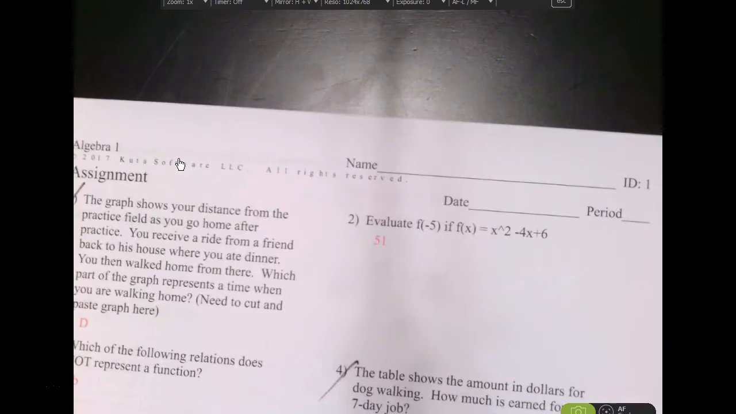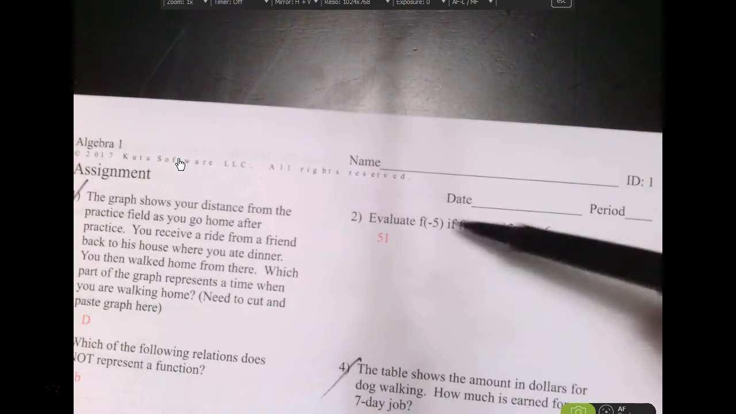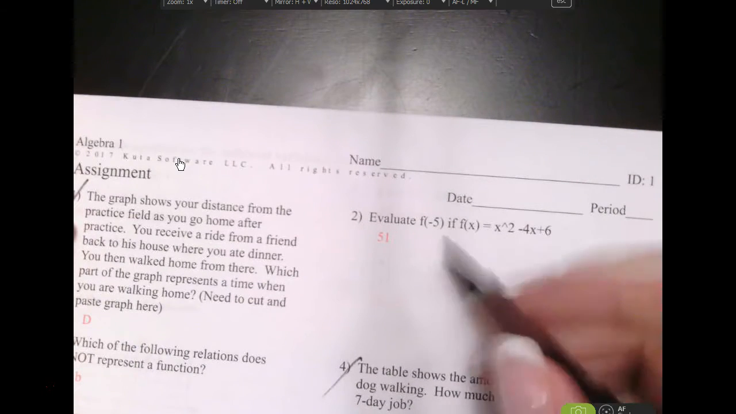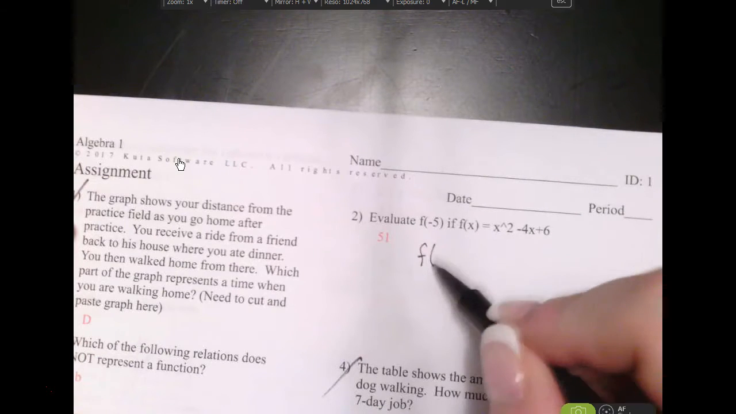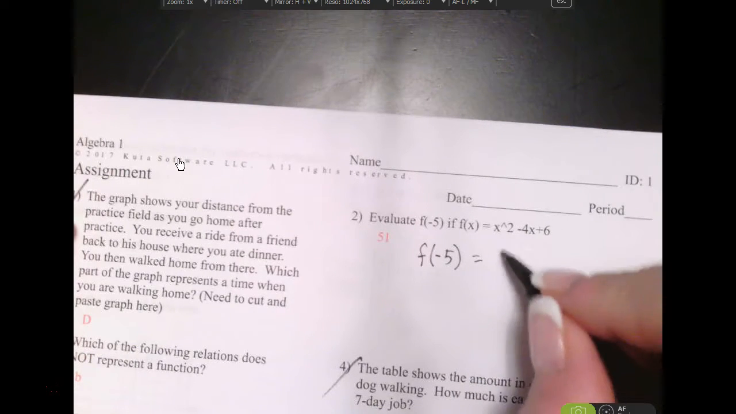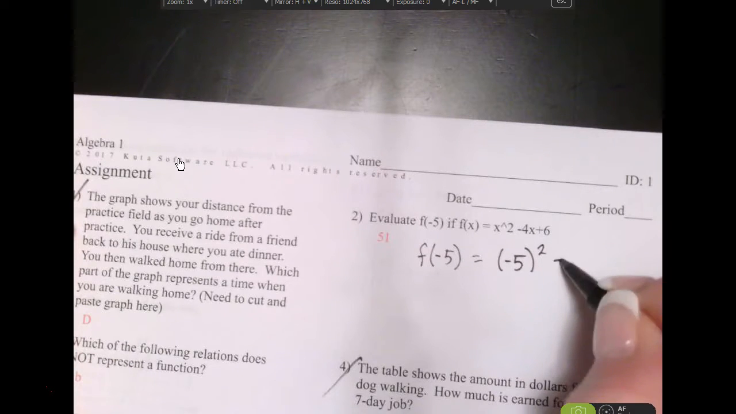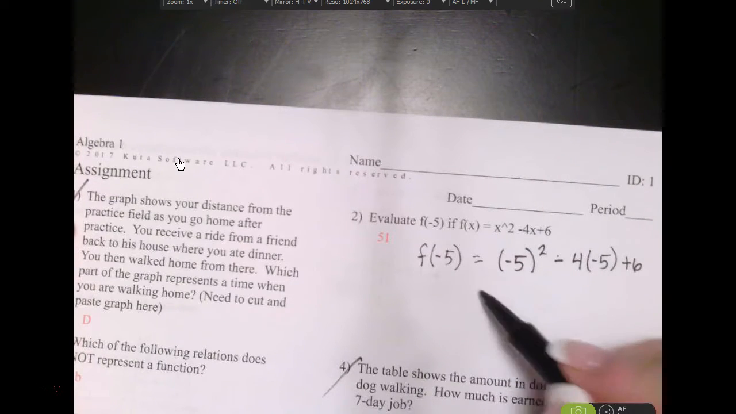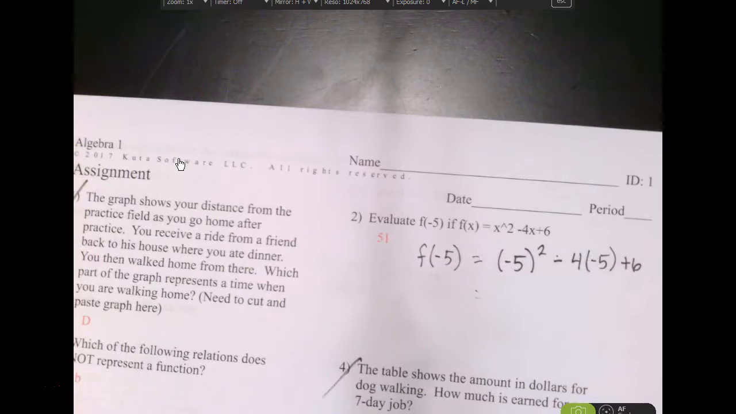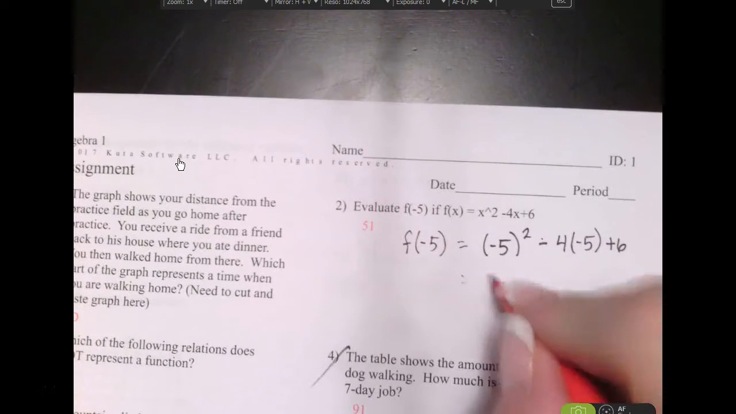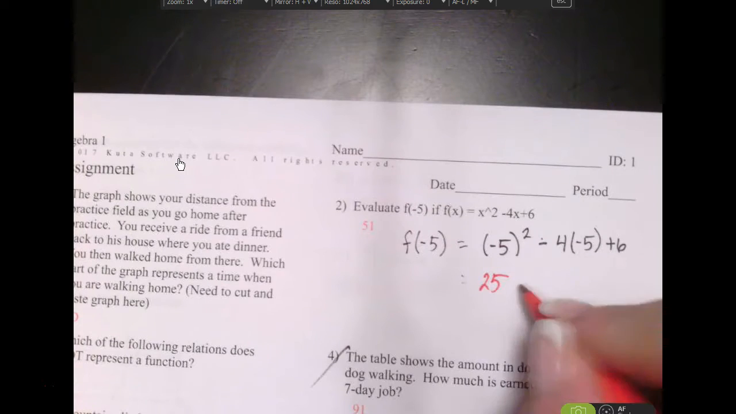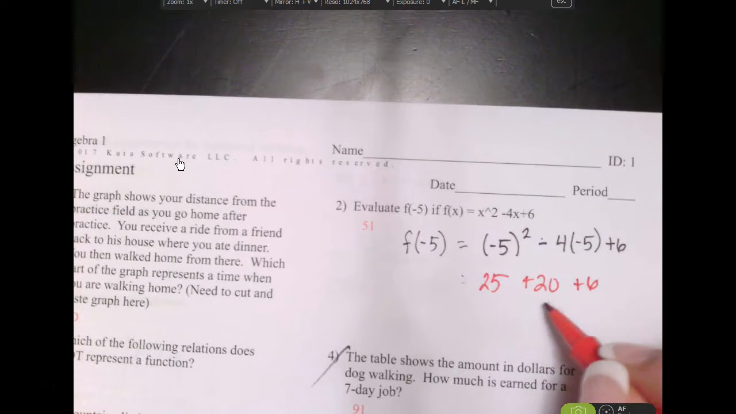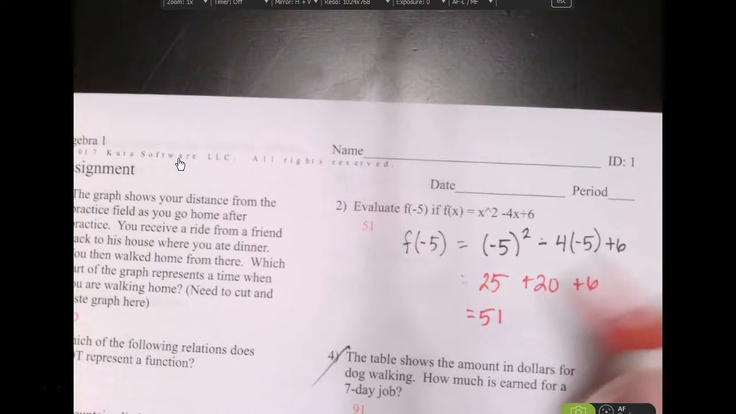So number 2, evaluate f of negative 5 if this is the function f of x equals x squared minus 4x plus 6. So when we do f of negative 5, that simply means to take negative 5 and plug it in everywhere we see an x. So negative 5 squared, negative 5 times negative 5 is 25. Minus 4 times minus 5 is plus 20 plus 6. So 25 plus 20 is 45 plus 6, that's 51.